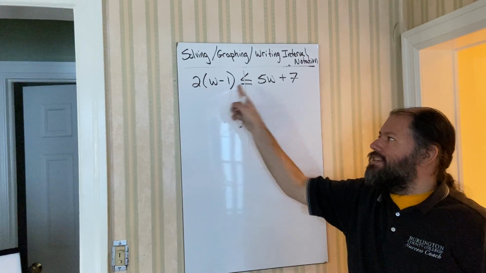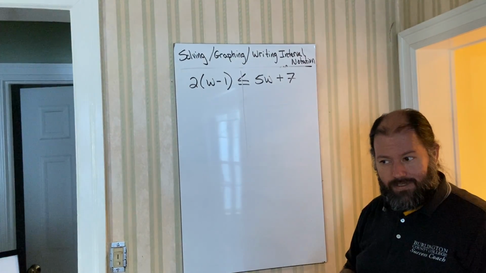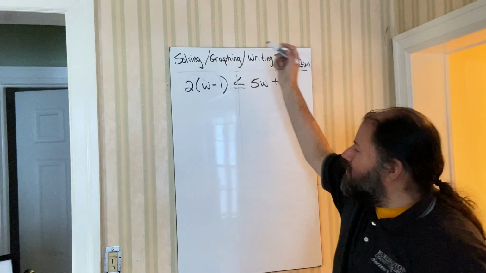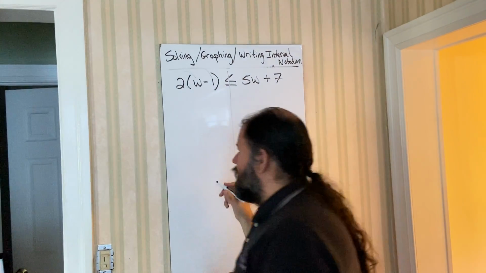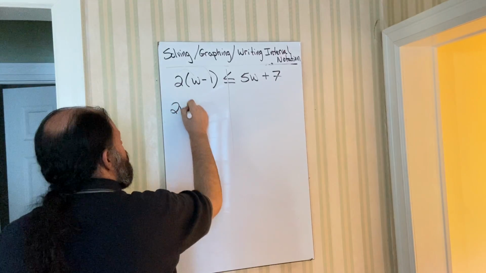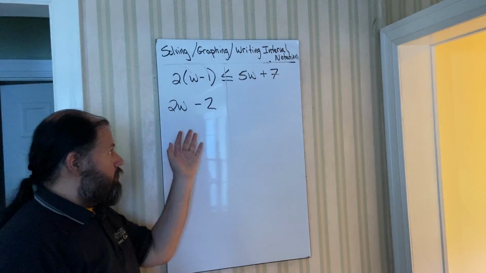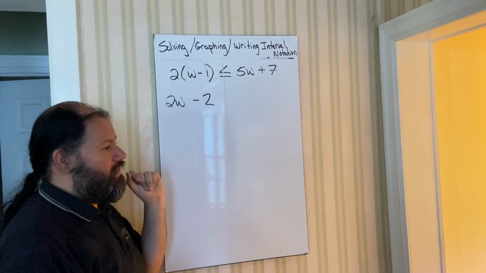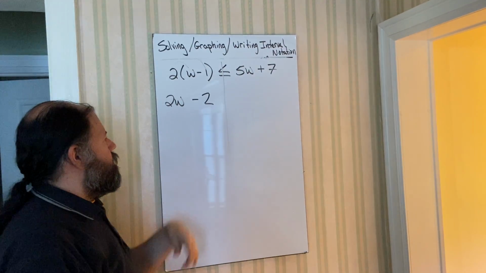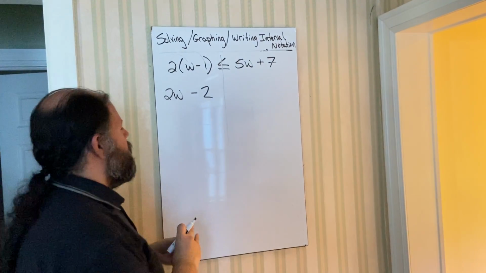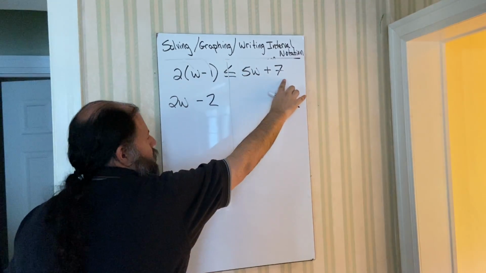Notice that we do have a set of parentheses, so we always have to get rid of parentheses first. So when you distribute, 2 times w and 2 times -1, so we're going to get 2w and a -2. Then you ask yourself, still focusing on just this left-hand side, do we have any like terms? Coefficient, variable, constant? No. Okay, so let's take a look on this side.